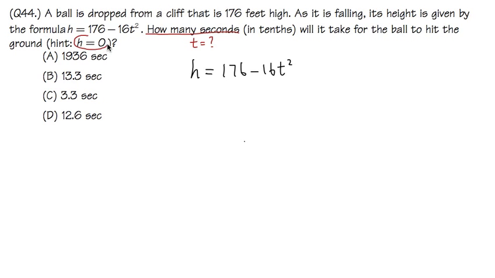We want h to be 0. H is the height, and when the ball hits the ground, h is equal to 0. This means I'm going to plug in 0 into this formula so I can come up with an equation to solve. So I will just write 0 for h, and that will be the same as 176 minus 16t squared. And we just have to solve this quadratic equation.